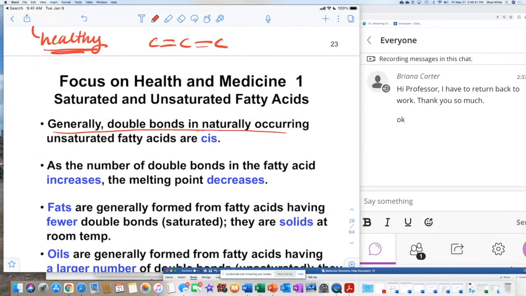Okay, so double bonds in naturally occurring unsaturated fatty acids are cis. So when you see naturally occurring fatty acids, this is the good kind.